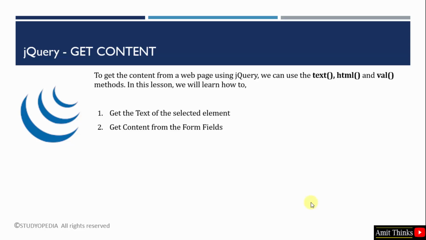So guys, we saw how we can get the content from a web page using the text, HTML and val methods. We saw 2 examples to get the text of the selected element as well as to get the content from the form fields.